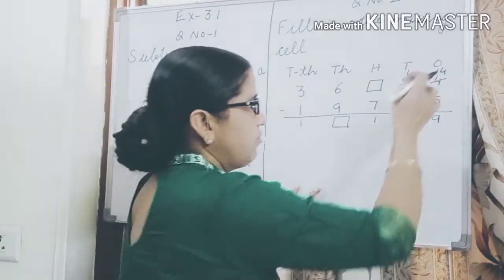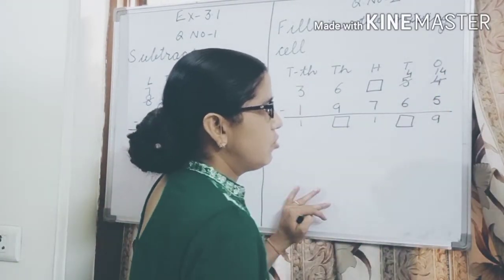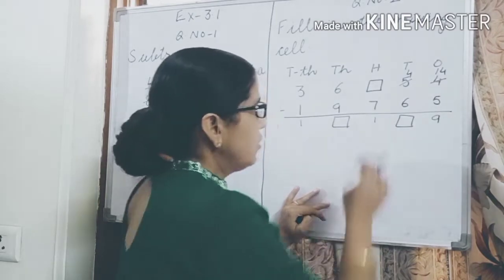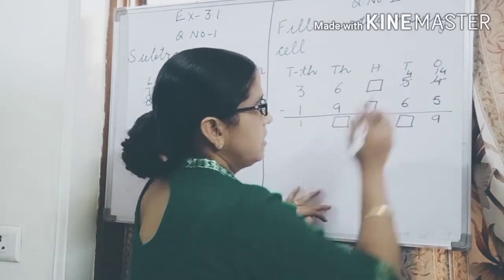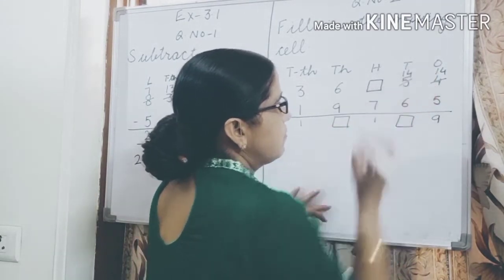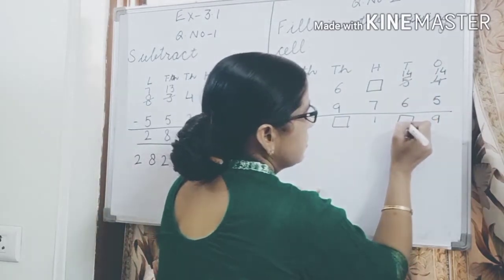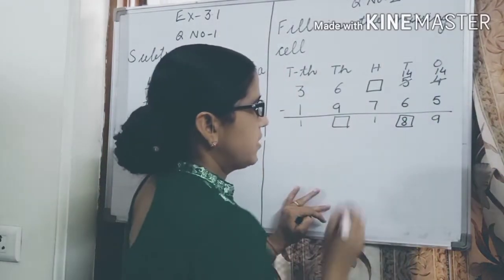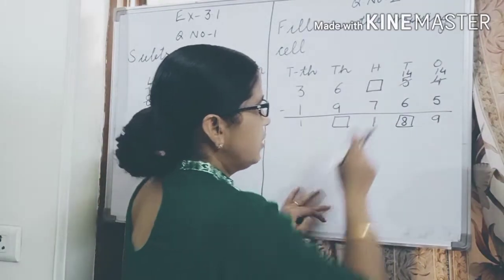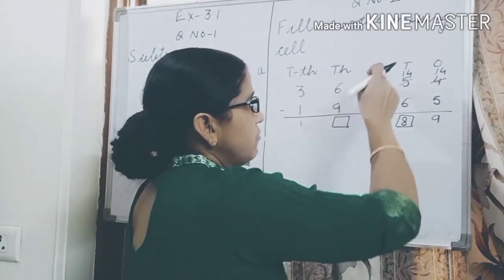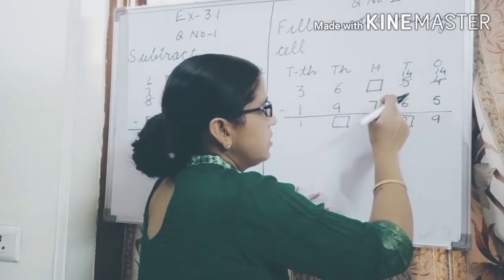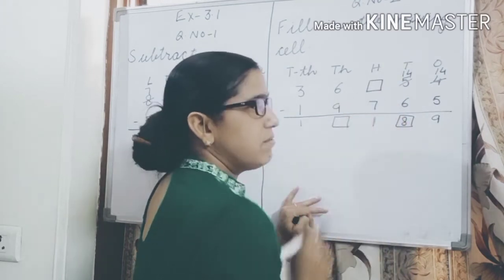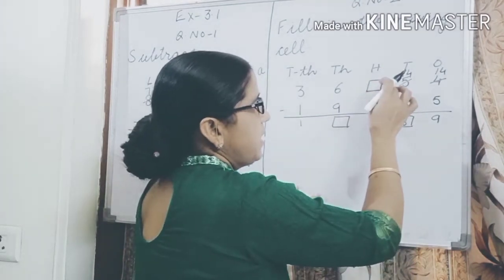Now 4 minus 6, that is not possible. Then what do you have to do? You have to take a borrow from this number. Then it will become 14. 14 minus 6, 8. Now you have to take one number here, and from that number you have to subtract 7. Then you will get 1. If you take 8, then 8 minus 7, 1.